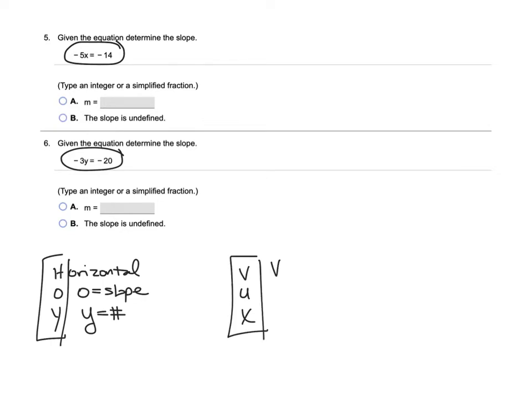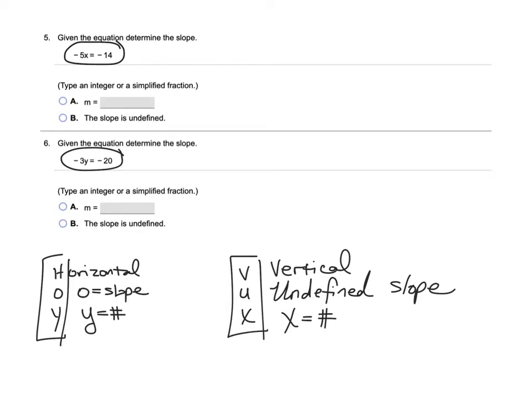Okay, V-U-X. The V is the vertical line. The second one is talking about the slope. The slope is undefined. That's the U. Undefined slope. And then finally, the equation of a vertical line is in the form of x equals some number. So once again, it's just a memory peg, but it helps for problems like number 5 and number 6.